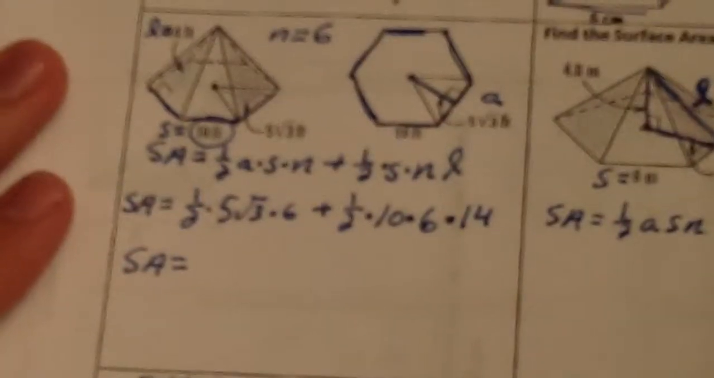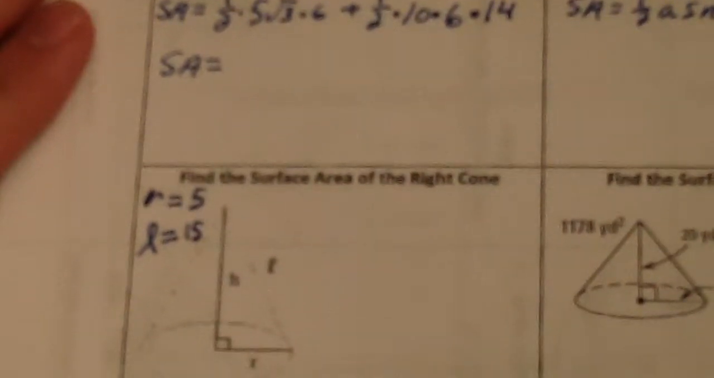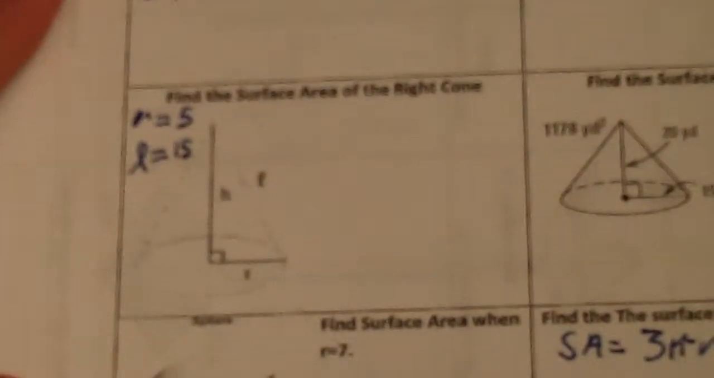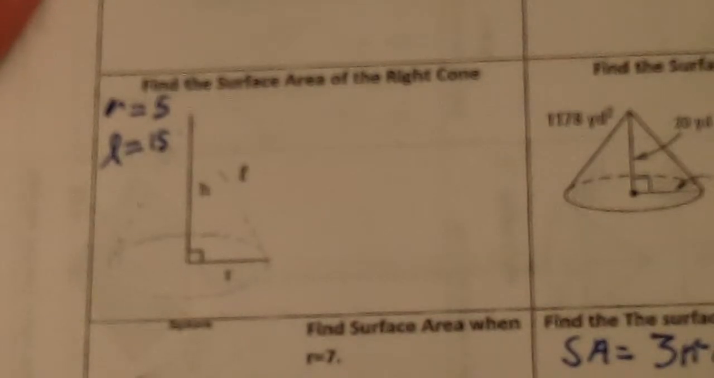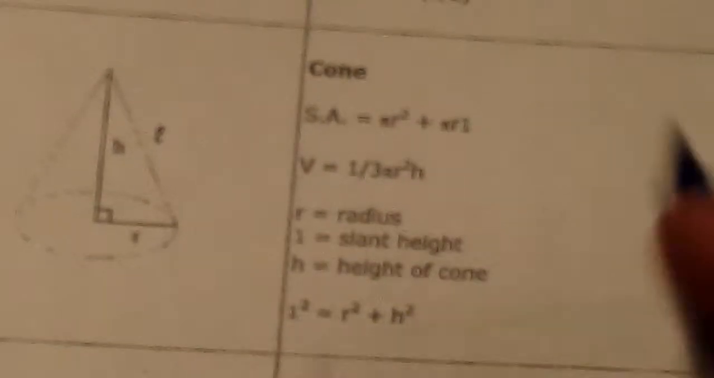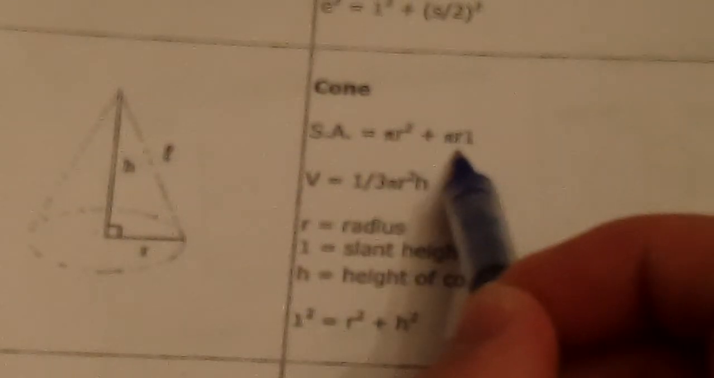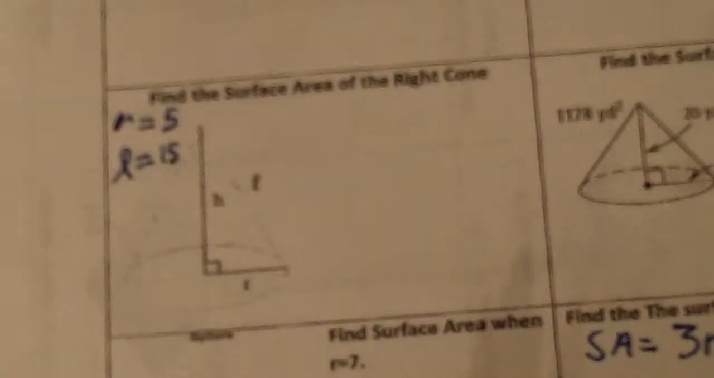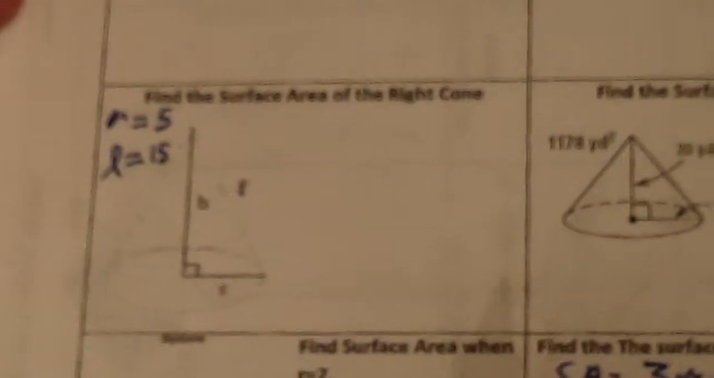Now we're going to look at cones. And for this cone example, we've got a radius of 5 and a slant height of 15. Our formula for a cone, if we bring it under the microscope here, is pi r squared plus pi times r times the slant height. So, if I want to find the area of this cone, well, let me just rewrite that, I guess.